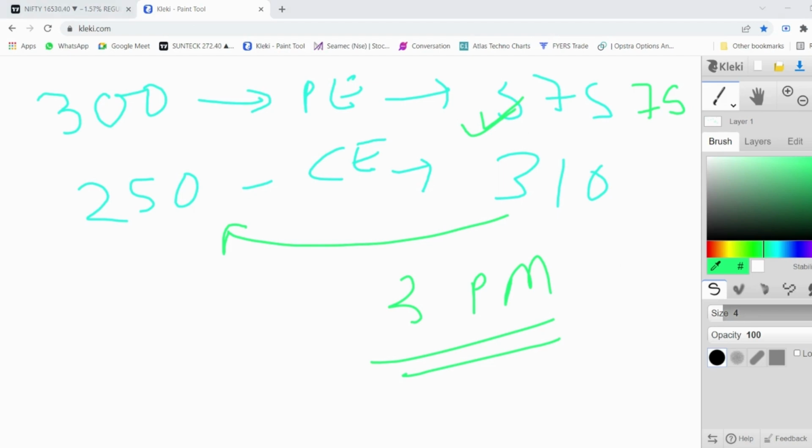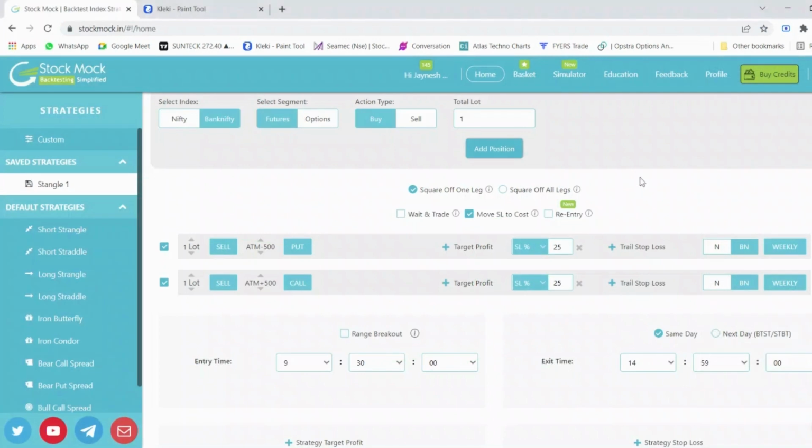So let us look at the live charts here. Let us now backtest the strategy on the StockMock platform. This platform is used for backtesting, and you can only backtest freely for 1 month. But if you want to backtest the whole data for 5 years, then definitely you'll have to pay some amount of money. So I have taken the paid subscription.